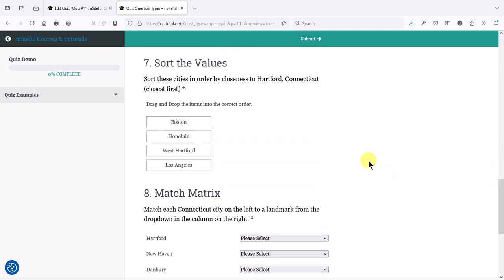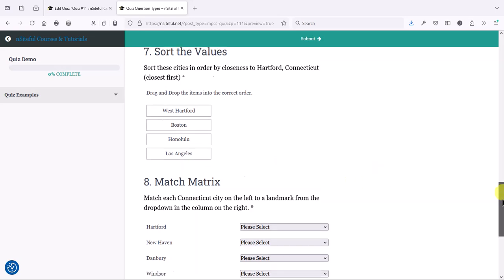Sort the values. Quiz question type 7. Sort these cities in order by closeness to Hartford, Connecticut. Okay, well, I'm going to say West Hartford. That's kind of easy. West Hartford is first. Yeah, Boston. And then I'm going to leave it like this. Honolulu and Los Angeles. Kind of know I'm wrong.